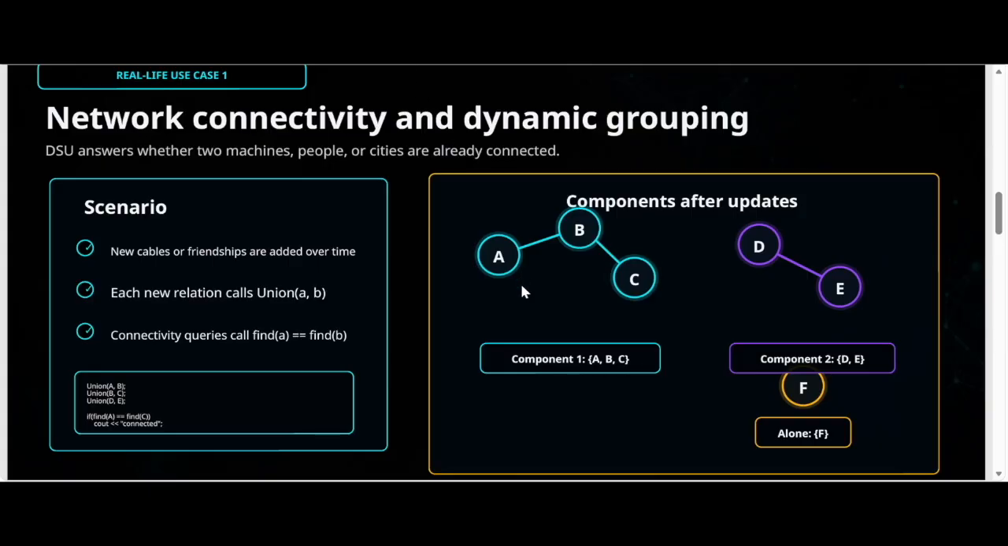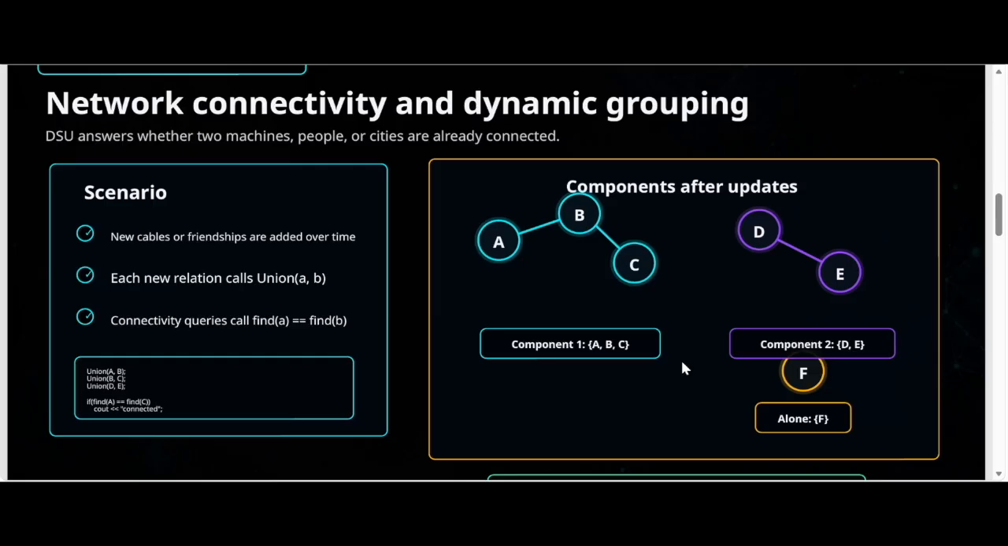Here we can see a figure where there are three components. One component consists of three elements: A, B, C, and the second component only consists of two elements, D and E, and the third component F is only one element. So we can see that there are three components. We can connect them using DSU, and we can also find out which element is connected to which network.